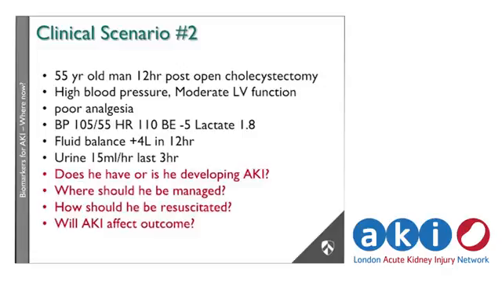And the question is, does he have or is he developing AKI? Where should he be managed? How should he be resuscitated? Does he need more fluid? Does he need vasopressors? Will the AKI affect his outcome? Is this urine output just the effect of him having surgery, being in pain, having an inappropriate release of antidiuretic hormone, perhaps having had a bit of pneumoperitoneum, or is this really an indication that he's got an acute reduction in GFR?